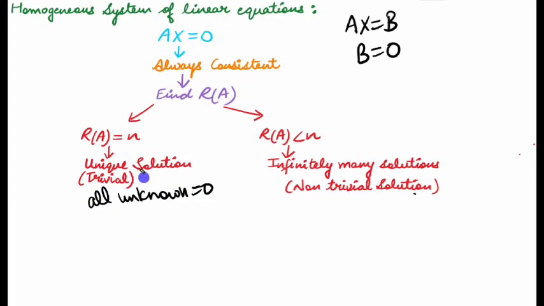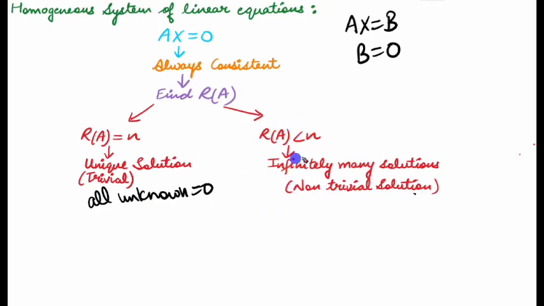तो trivial solution तभी exist करेगा if rank of the coefficient matrix is same as the number of unknowns in the system. If rank of A is less than n, the number of unknowns, then we will say that the system is having infinitely many solutions. And these infinitely many solutions are also known as non-trivial solutions. Homogeneous system के केस में trivial solution का मतलब है कि unique solution exist करेगा, that will be all unknowns equal to 0. And if a homogeneous system possesses the non-trivial solution, this means it is having infinitely many solutions.